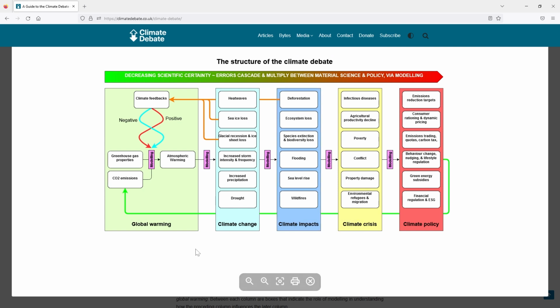So this map lays out the structure of the climate debate, and we've put in each category a number of entities, a number of claims that you'll find in the climate debate. These categories aren't exhaustive. At the moment, they're just illustrative, but we will be adding more and more to them in the category pages, but not necessarily put them in the diagram. So the diagram here is just illustrative for the moment.